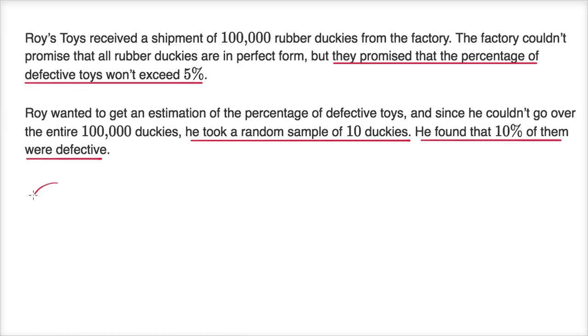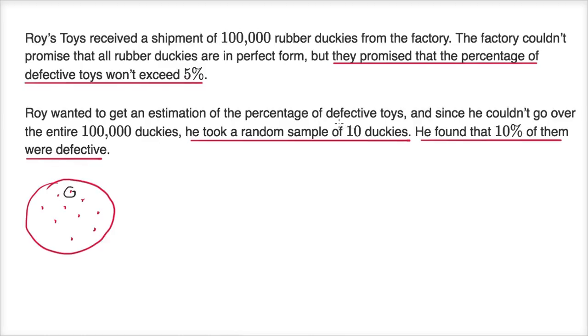Roy gets a shipment. There's 100,000 ducks in the shipment. He wants to figure out what percentage of them are defective. He can't look at all 100,000 ducks. It's not practical. So he samples 10 of them. 1, 2, 3, 4, 5, 6, 7, 8, 9, 10. And he finds that 1 out of those 10 are defective, 10% of the 10.